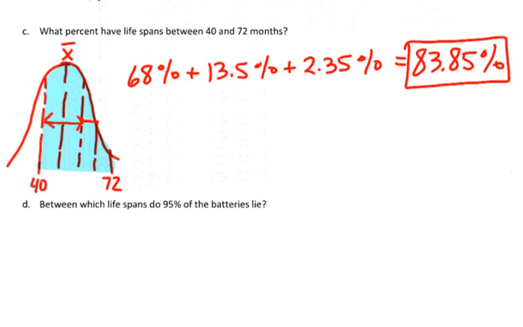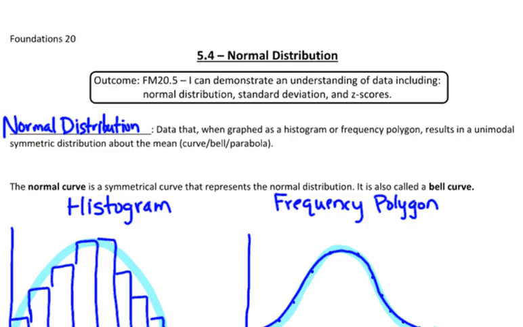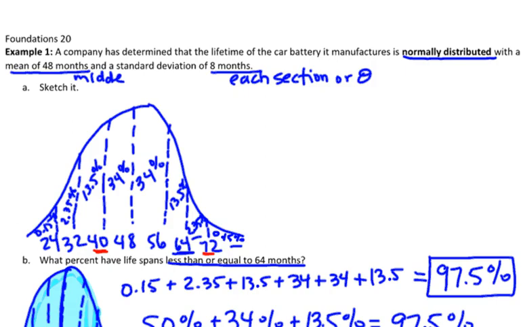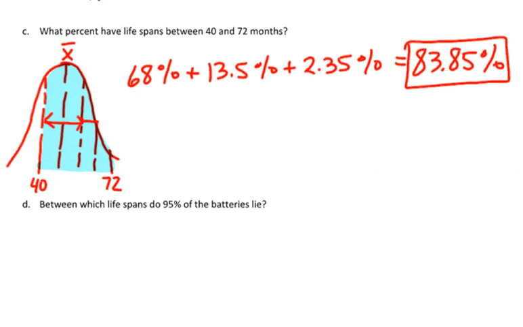Part D, between which lifespans did 95% of the batteries lie? So if we want to think back to the first slide, I'll hop back over here, and we talked about our 68, 95, 99.7 rule. 95% of the data right here is within 2 standard deviations of the mean. So we'll go back here and we will draw what that looks like.